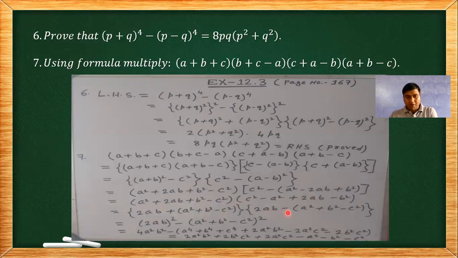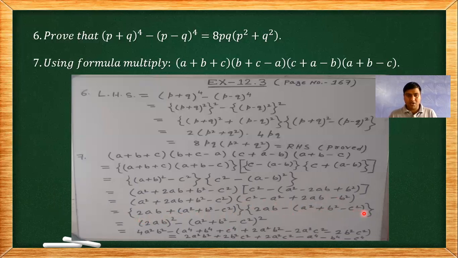Here 2ab, minus is common. From minus a square, minus is common, this is plus a square. From minus b square, minus is common, so write plus b square. And this is plus c square, minus is common, so we write minus c square. So this is 2ab plus (a square plus b square minus c square) into 2ab minus (a square plus b square minus c square).